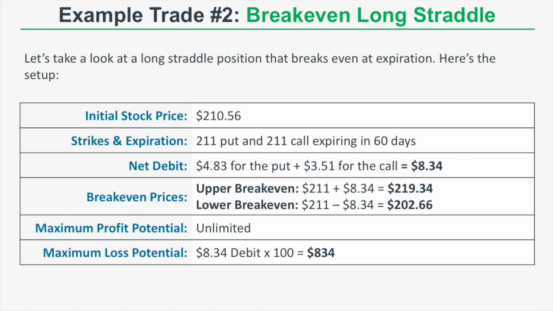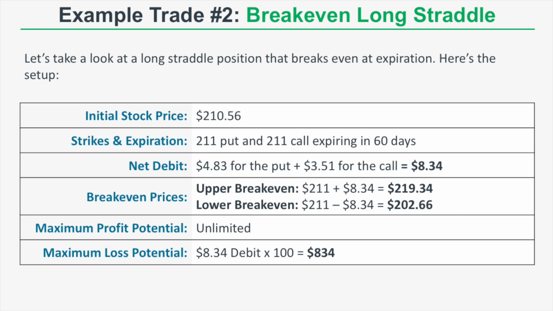Alright, so let's look at example trade number 2, a break-even long straddle. So here is the setup. The initial stock price is $210.56, and we're going to buy the 211 put and 211 call that expire in 60 days. Now the net debit we're going to pay for this trade is $8.34, and that's going to bring our upper break-even price to $219.34 and our lower break-even price to $202.66.